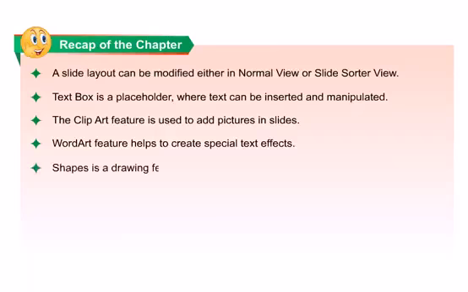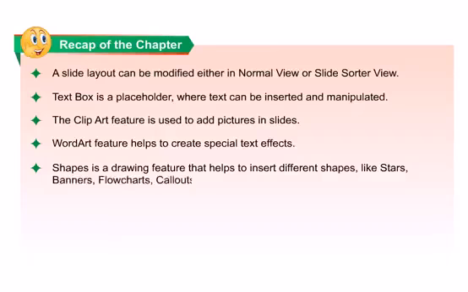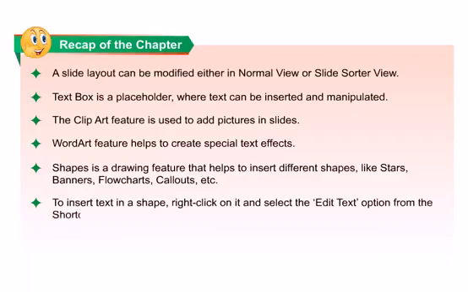Shapes is a drawing feature that helps to insert different shapes like stars, banners, flowcharts, callouts, etc. To insert text in a shape, right-click on it and select the Edit Text option from the shortcut menu.